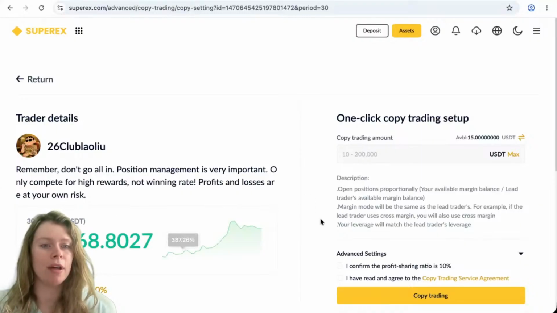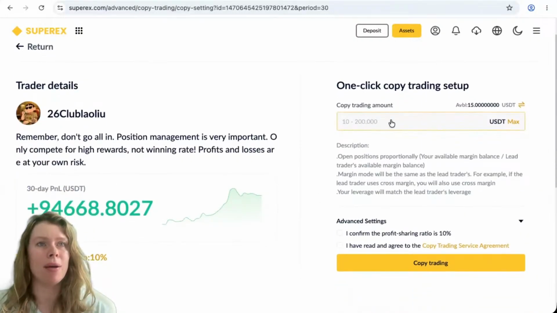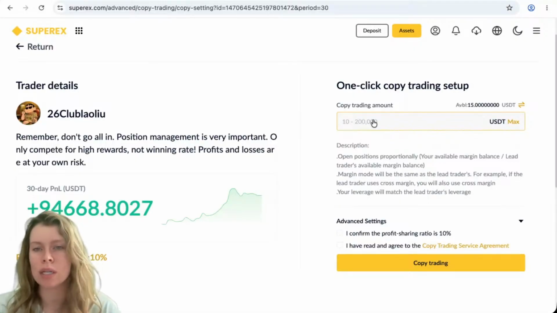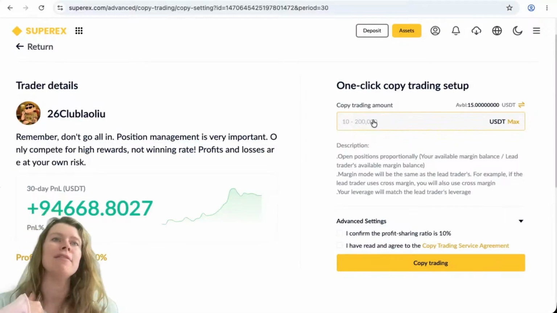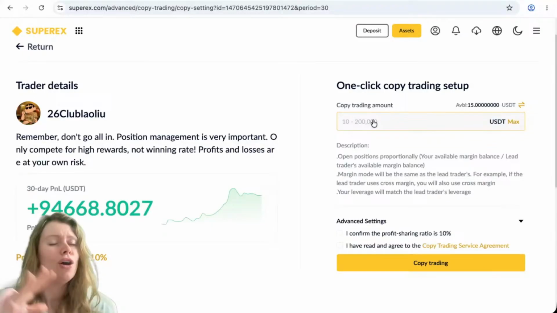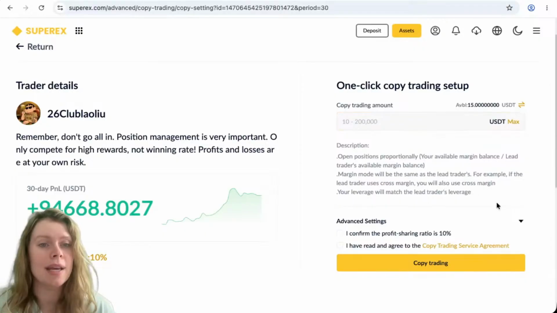All right, I want you to have a look. Copy the trading amount. So here, this one is the first part I want you guys to have a look at. So the amount is going to be anywhere from 10 USDT to the max of 200,000. So my futures wallet only has 15 USDT available, so I would probably put in 10. Remember, I'm not going to do it live, but maybe when I'm not on a live stream, I'll actually give it a go.